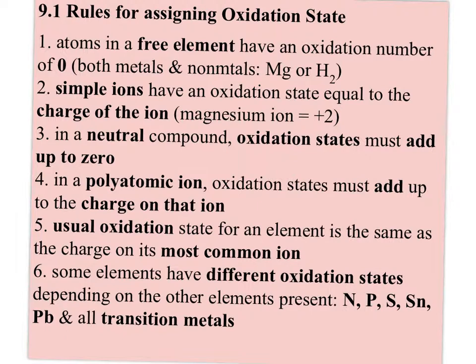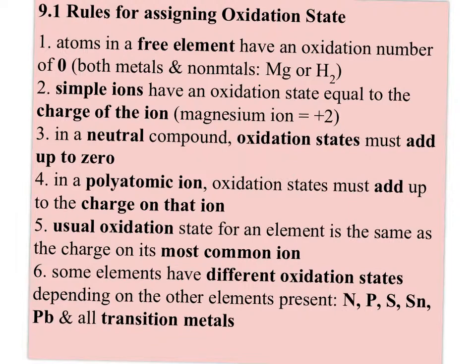So now, number 5, here's the rule we use most often: the usual oxidation state for an element is the same as the charge on its most common ion. So that means for the A groups, group 1A is usually going to be +1, group 2A metals are going to be +2, group 3A +3, group 4A ±4, depending upon whether it's a metal or nonmetal, group 5A -3, group 6A -2, group 7A -1.